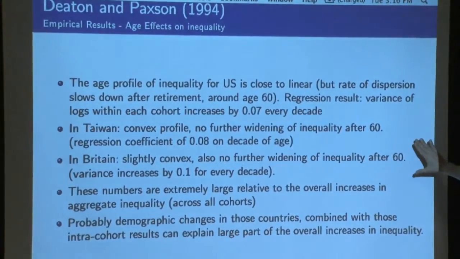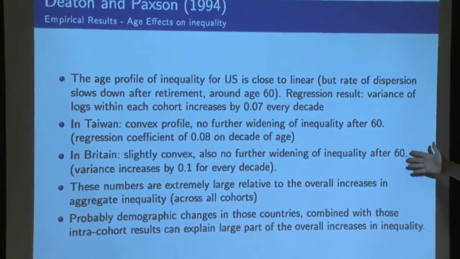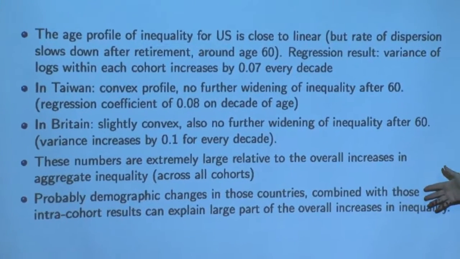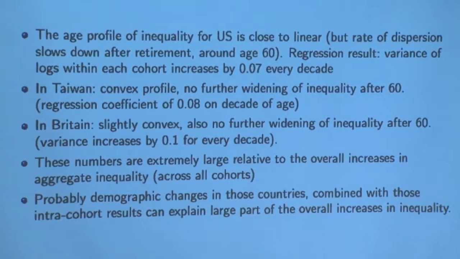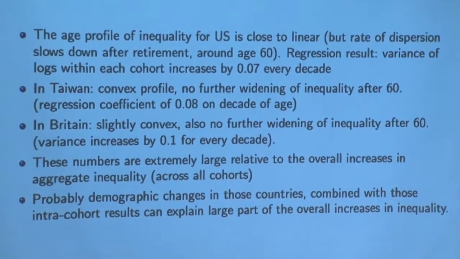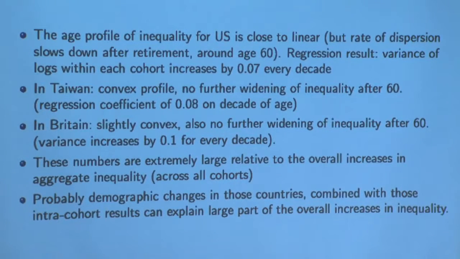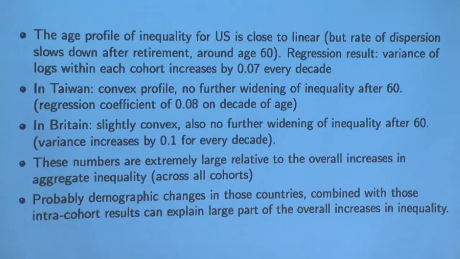So this is what I said in words. They claim Britain is slightly convex. I didn't see that just now, but again, don't misread those things to be measures of the total increases or decreases in inequality, because the demographic structure is moving around by age over those 20 or so years.